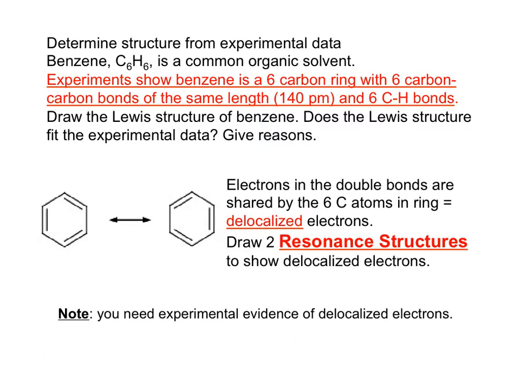Here's the explanation. The electrons in the carbon-carbon double bond are not shared by 2 carbon atoms only. The electrons in the carbon-carbon double bonds are shared by 6 carbons. Those electrons are delocalized. One Lewis structure of benzene does not show delocalized electrons. However, 2 Lewis structures in which a carbon-carbon double bond in one structure is replaced by a carbon-carbon single bond in another structure, and vice versa, represent delocalized electrons. These 2 Lewis structures are called resonance structures. The double-sided arrow tells us that those 2 structures are resonance structures.